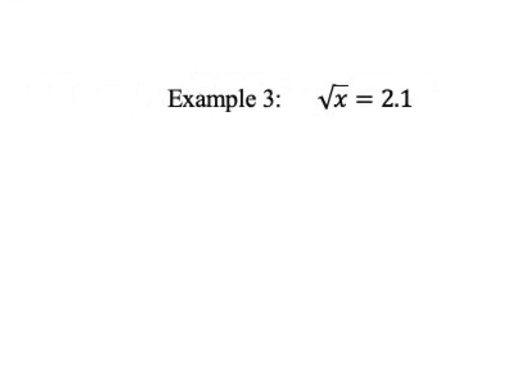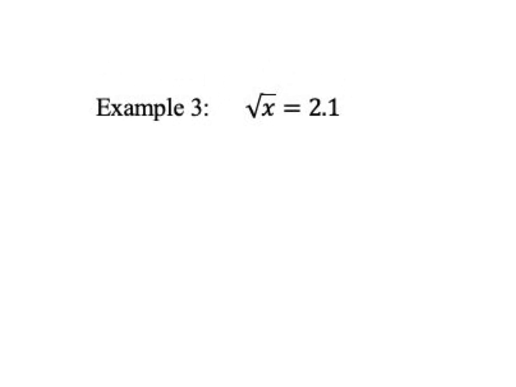All right, so let's look at number 3. Why don't you go ahead and try number 3 yourself. So pause, try it, and then come back to me. All right, so we are going to square both sides because I see a square root. The opposite of square root is square. So I'm going to have x equals 2.1 squared, or 2.1 times 2.1, which is 4.41. x equals 4.41.